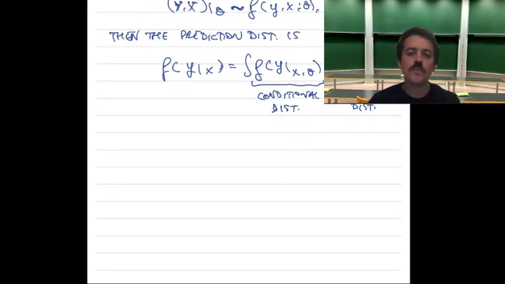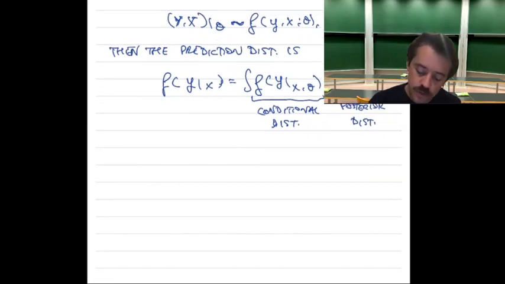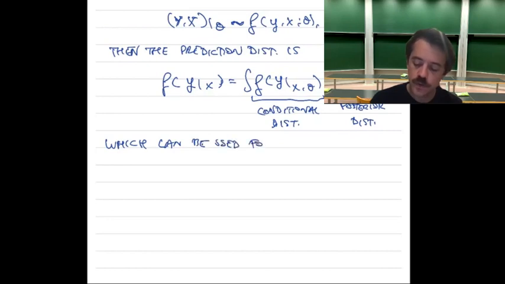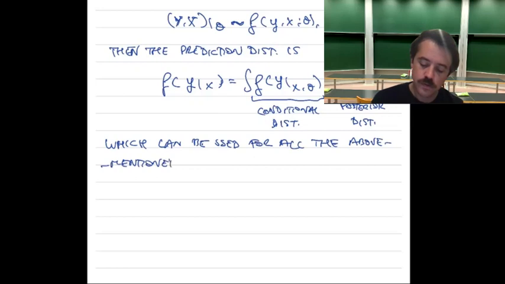Okay, and then one more thing that we can say about this. So we can use, well, let's say, which can be used for all the above mentioned inferential procedures.